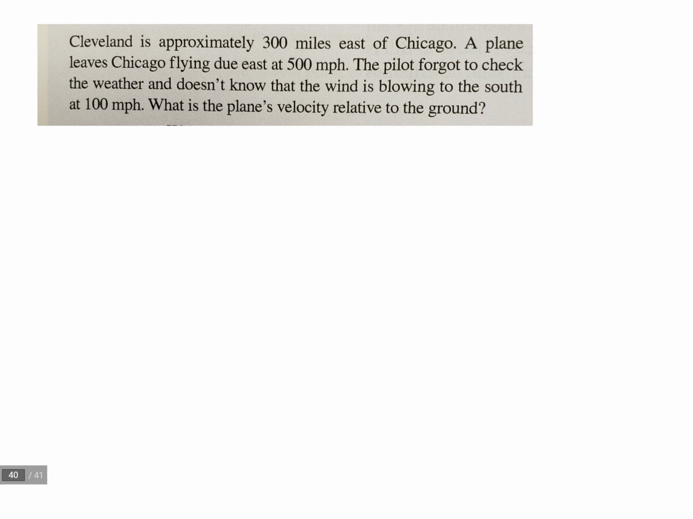Cleveland is approximately 300 miles east of Chicago. Okay, so let's start drawing a picture. We have a city here and a city here. Cleveland is approximately 300 miles east of Chicago. So this would be Chicago, and then Cleveland here. A plane leaves Chicago flying due east at 500 miles per hour.